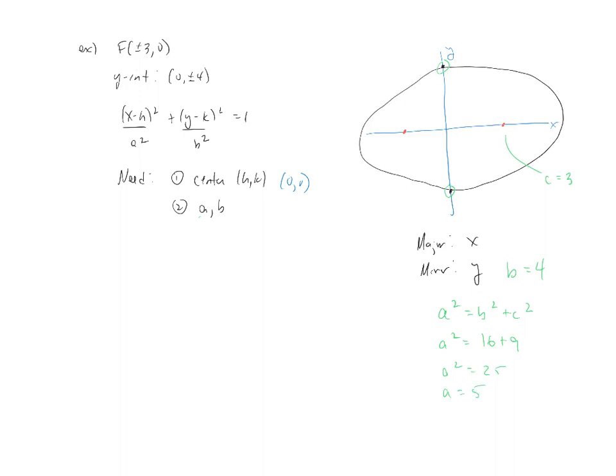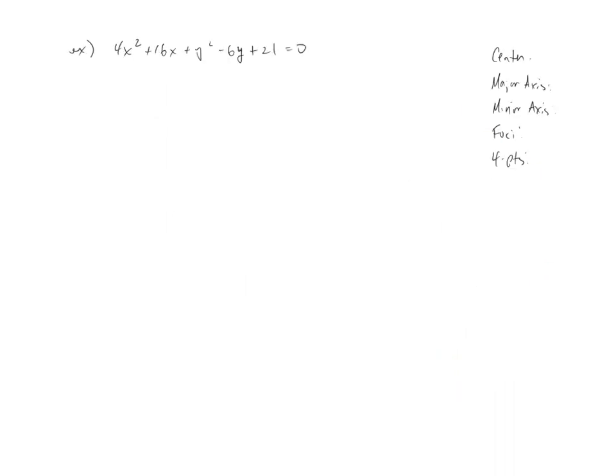So to put all this together, I'm going to have an x squared, a y squared, and a 1. Underneath the x is the major axis, so underneath the x, we're going to have the a squared, which is 25. Underneath the y squared, which is the minor axis, we're going to have a 16. And we've got now our equation of the ellipse.